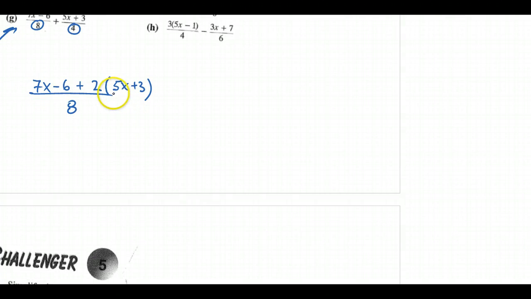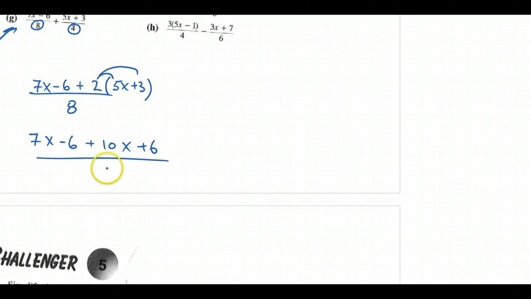If you don't put the bracket there, you're going to miss out on a part of the question. So let's finish this off. 7x minus 6 plus 10x plus 6 all over 8.